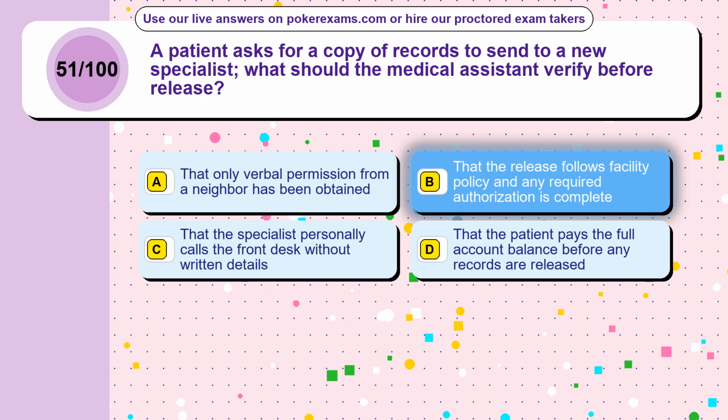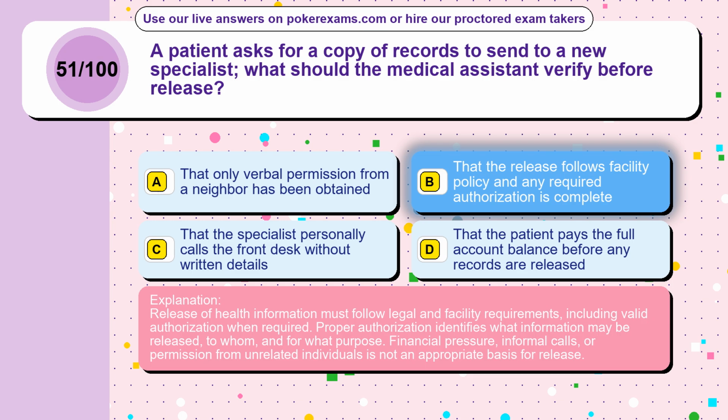That the release follows facility policy and any required authorization is complete. Release of health information must follow legal and facility requirements, including valid authorization when required. Proper authorization identifies what information may be released, to whom, and for what purpose. Financial pressure, informal calls, or permission from unrelated individuals is not an appropriate basis for release.